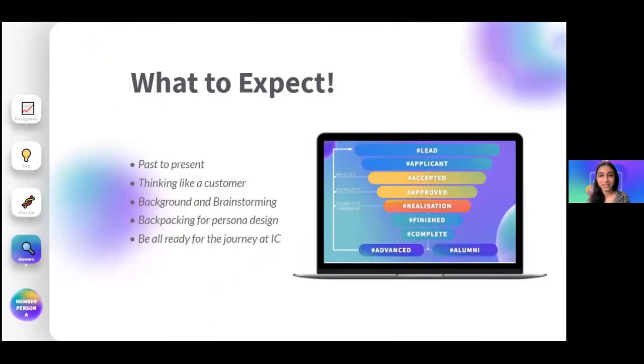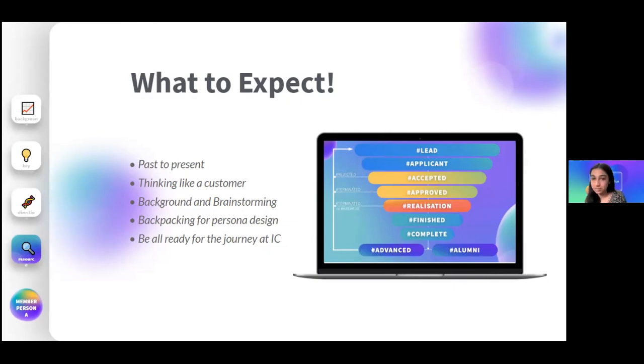So what to expect from this session? This is not going to tell you how to create persona, but it is going to help you understand how persona should be coming as an experience, and how in the end it should be created. So we will see how things used to happen in the past, and we will see how they will be implemented today or from the coming days.